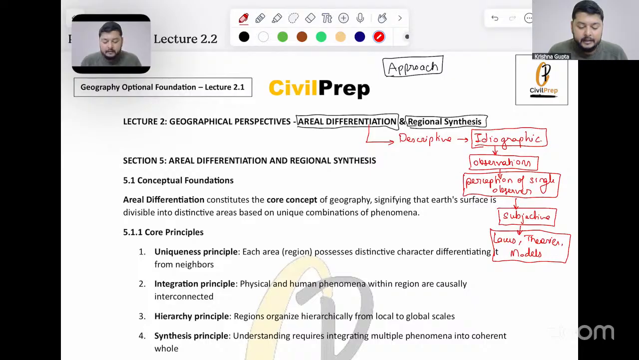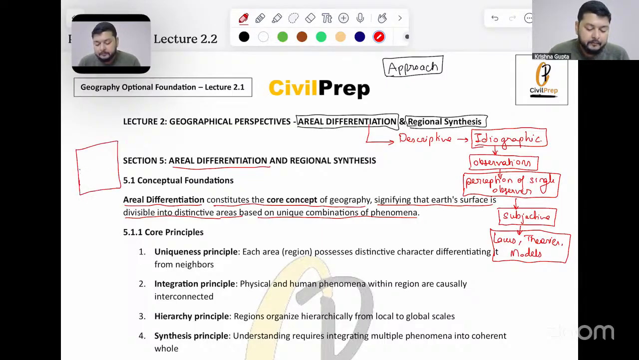Let's start with areal differentiation first. Areal differentiation constitutes a core concept of geography, signifying that the Earth's surface is divisible into distinct areas based on a unique combination of phenomena. If I have a region, I can say there is a placement of certain mountain ranges, presence of certain rivers, a patch of land with trees, and a region with agricultural crop productivity. What areal differentiation used to do was divide this complete region into patches. For example, mountain patch 1, tree patch 2, agricultural patch 3, and river patch 4. So it used to find the uniqueness in these things.